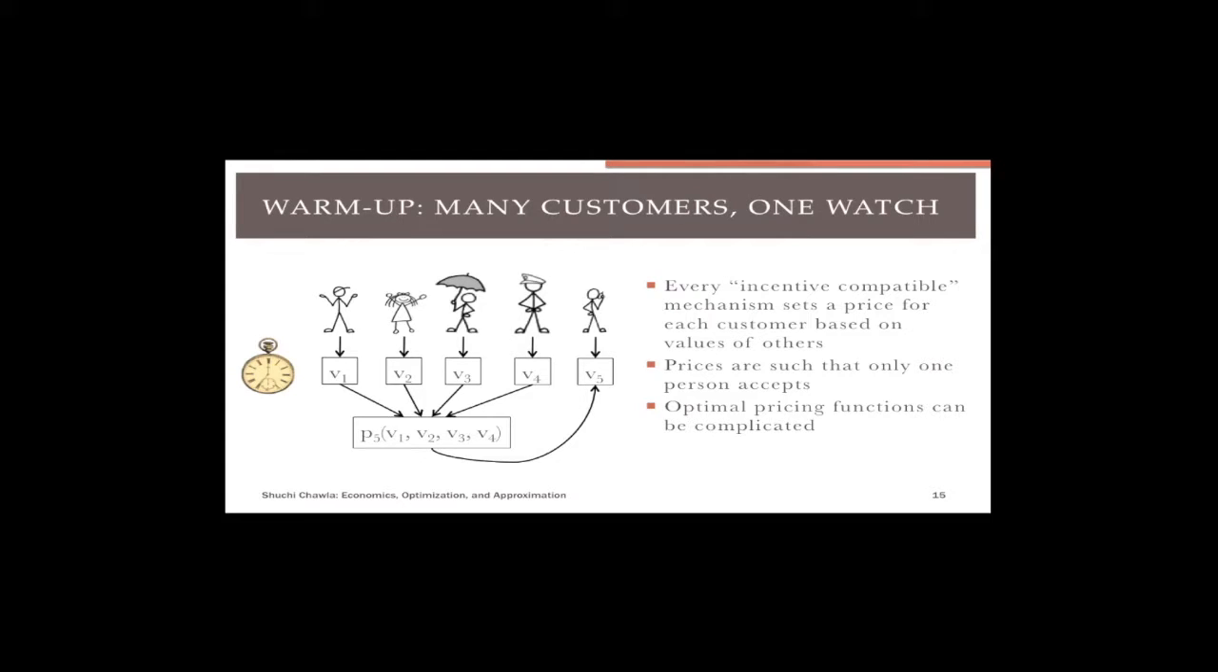We don't understand very well what these optimal price functions look like. Even if we can derive them, they could have some complicated rules in there. If the first person's value is at least twice the second person's value, then charge the 5th person 3 times the first person's value, and so on. It could have rules like that, and that's just strange to do. So we want to do something simpler.